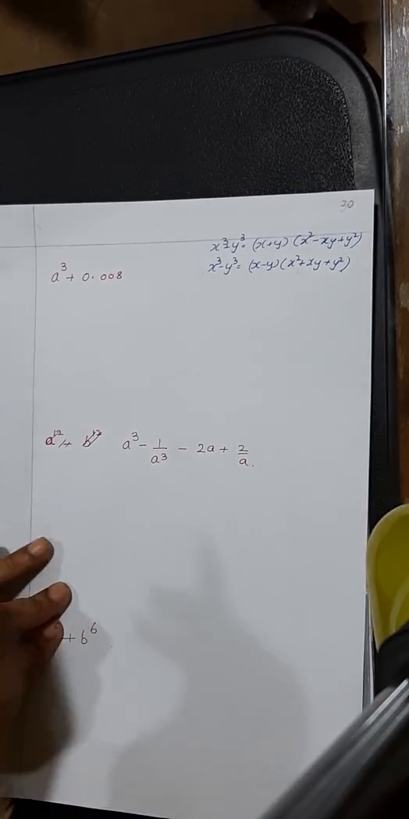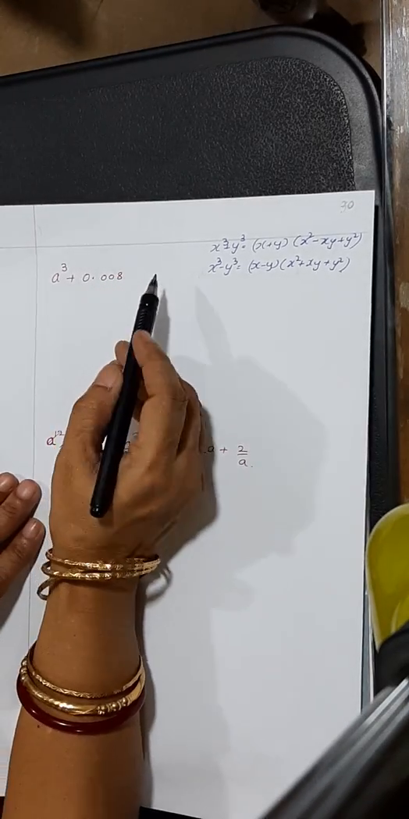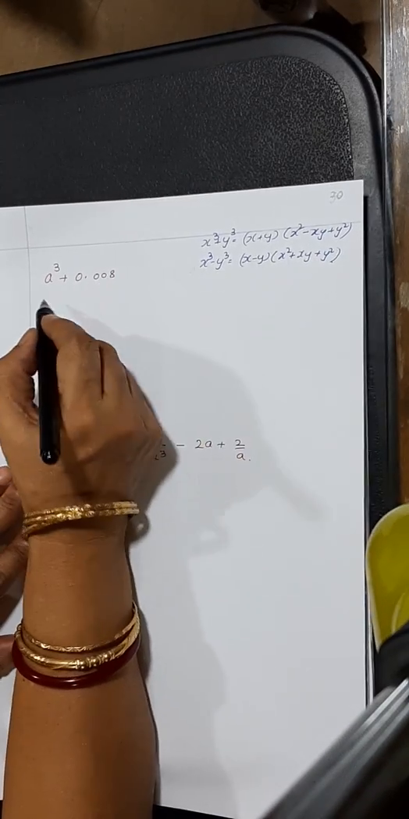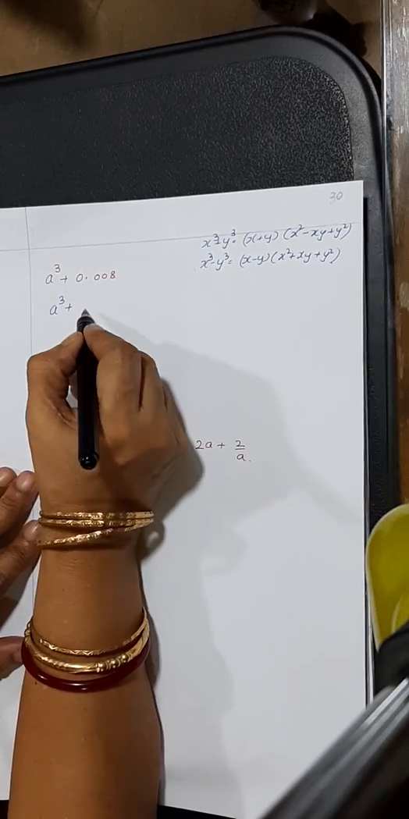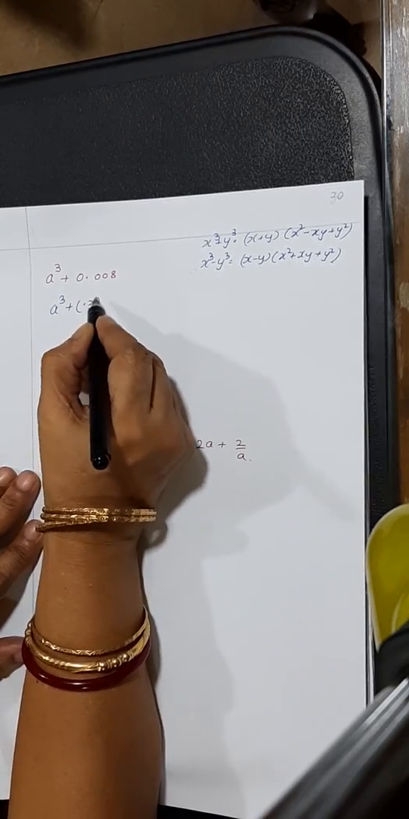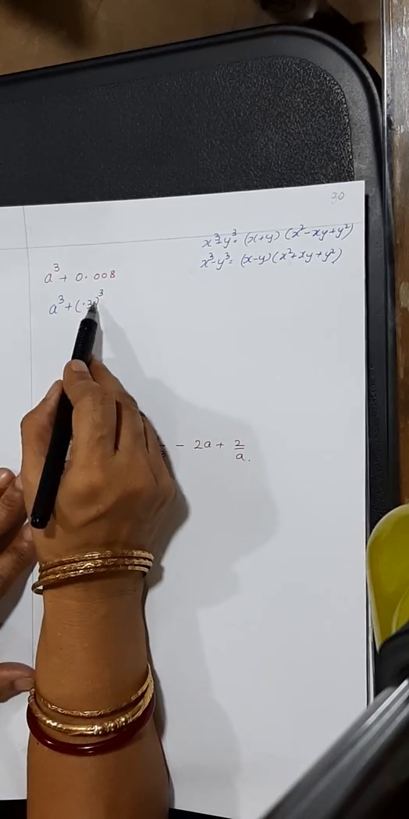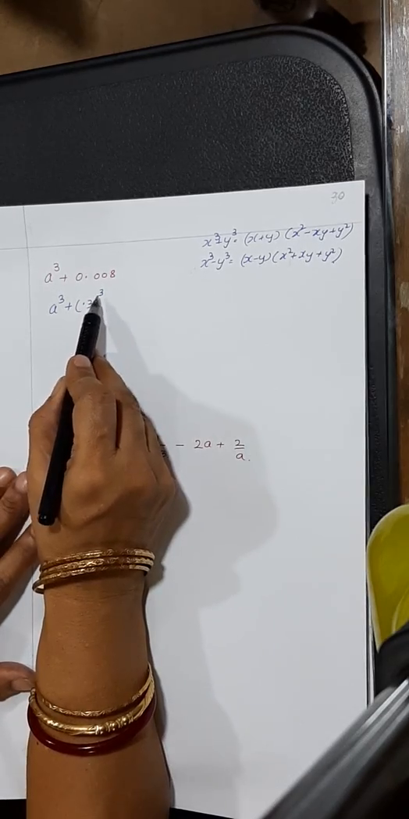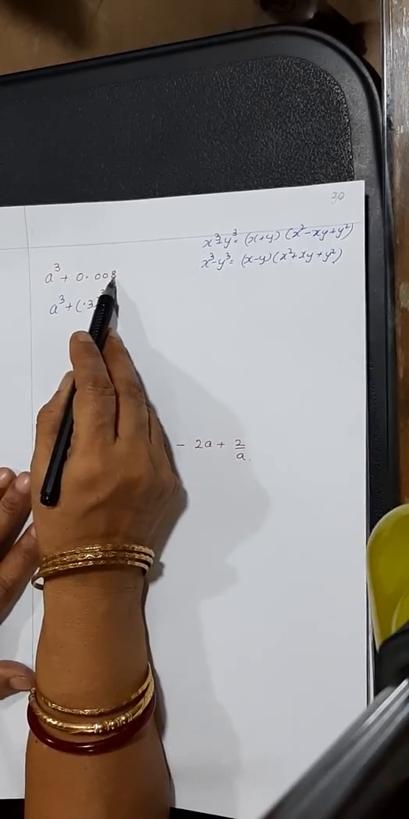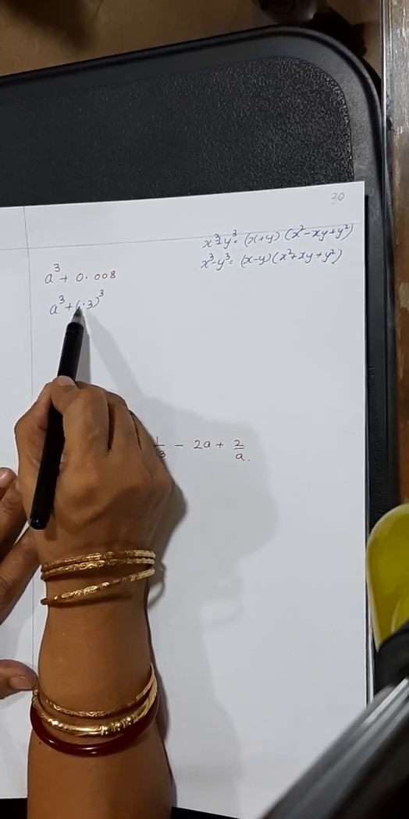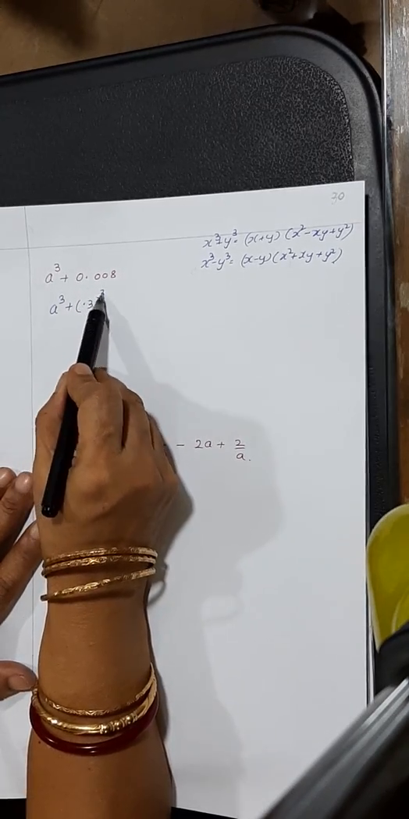So this is a cube plus 0.008. So you can write this as a cube plus 0.3 the whole cube. So you have one decimal, cube of that one decimal will have 3 decimals. So 8 is 2 cube. So you can write this as 0.2 the whole cube.